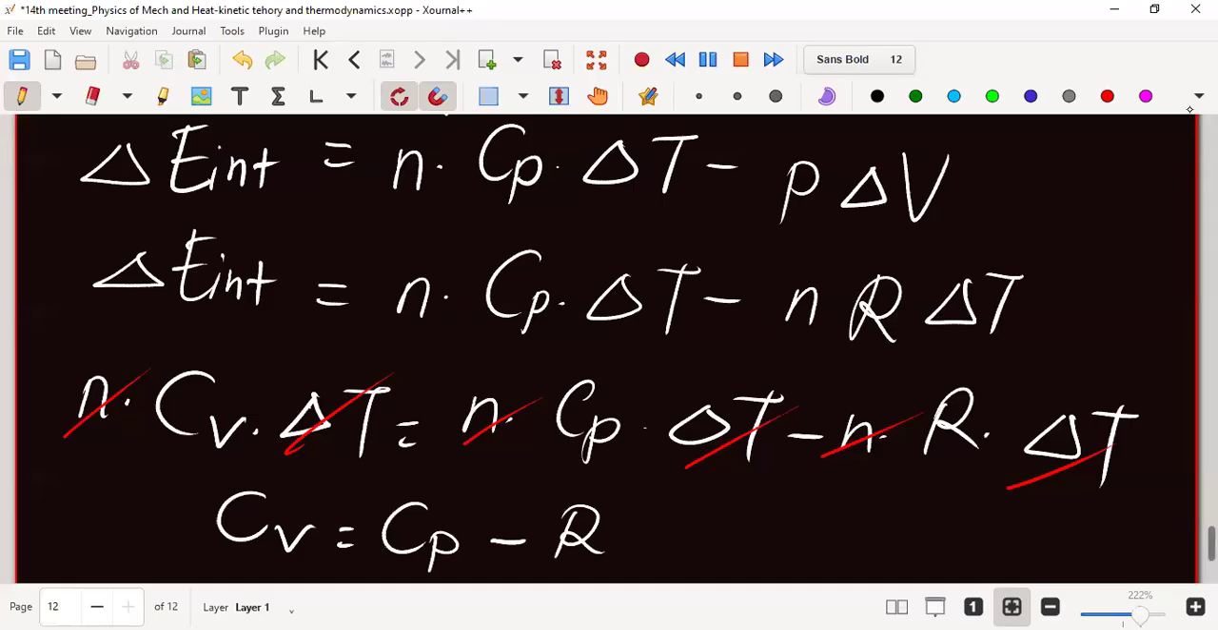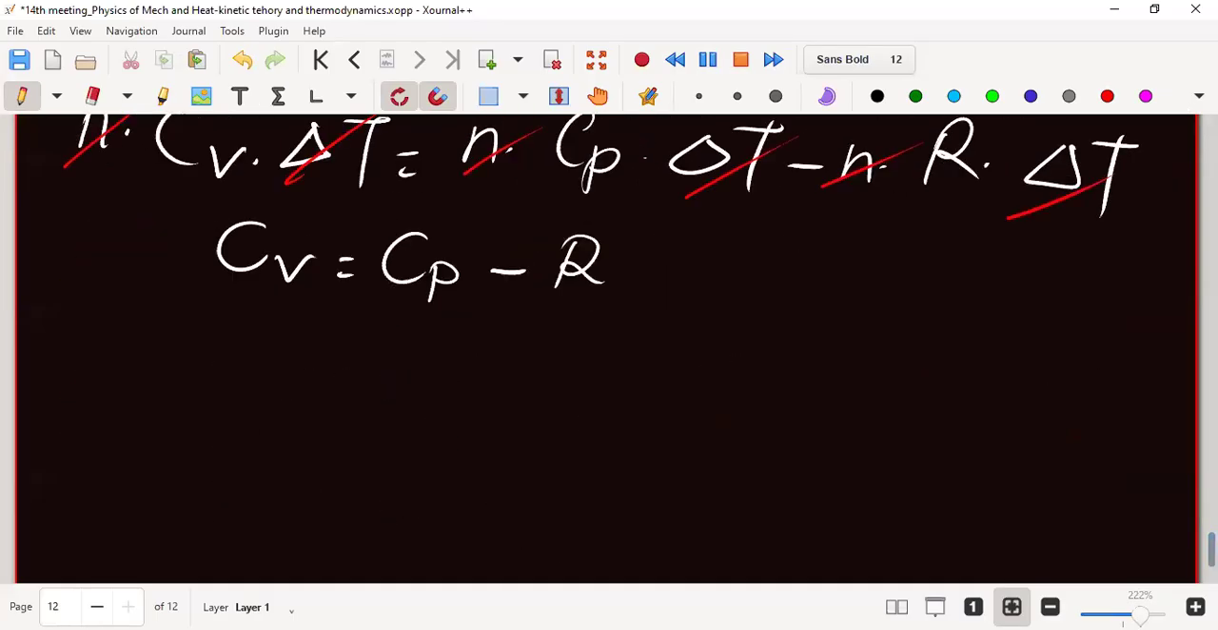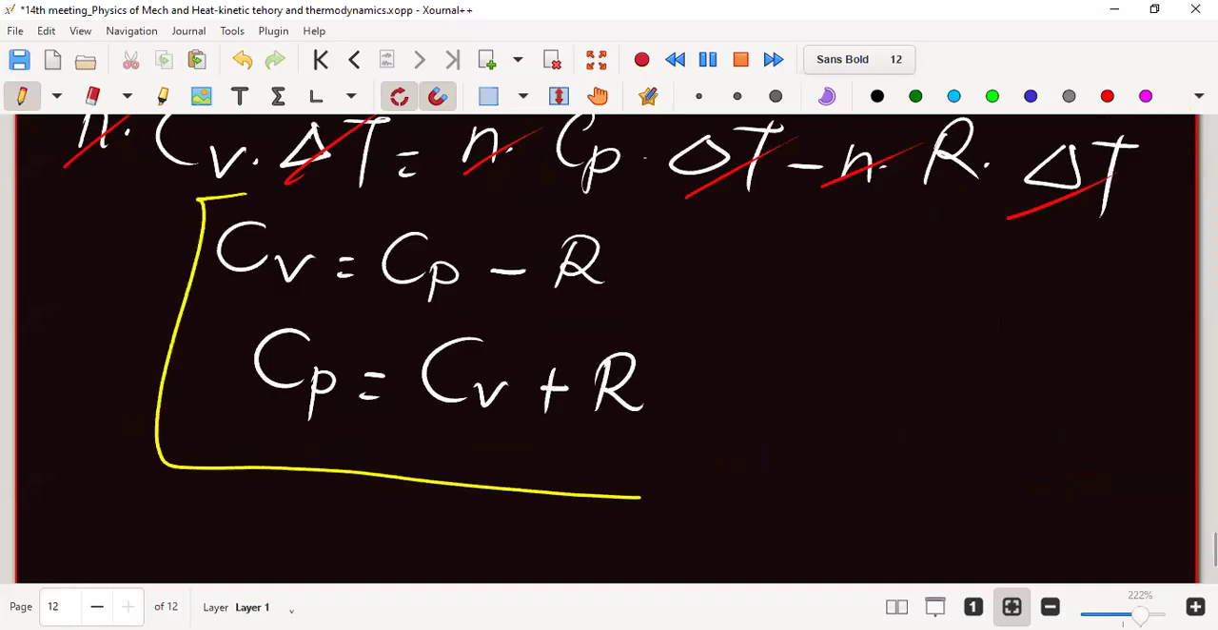Or we get a relation that Cp is Cv plus R, where R is the gas constant. This is the relation of the molar specific heat at constant pressure, the molar specific heat at constant volume, and the ideal gas constant.